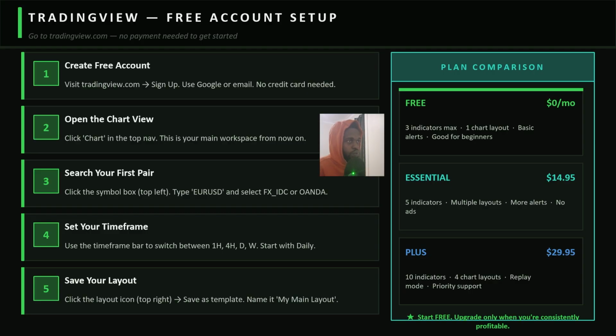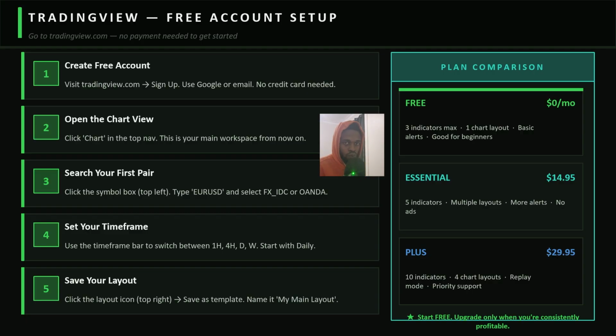Also on the right, the plans: you have a free version which has almost 3 indicators max. Then you have the Essential at $14.95. This might be updated by the time you watch the video. More indicators, more alerts. Then you have the Plus, which gives you more indicators, different chart types for different strategies, and replay mode, where you can actually backtest and all that.